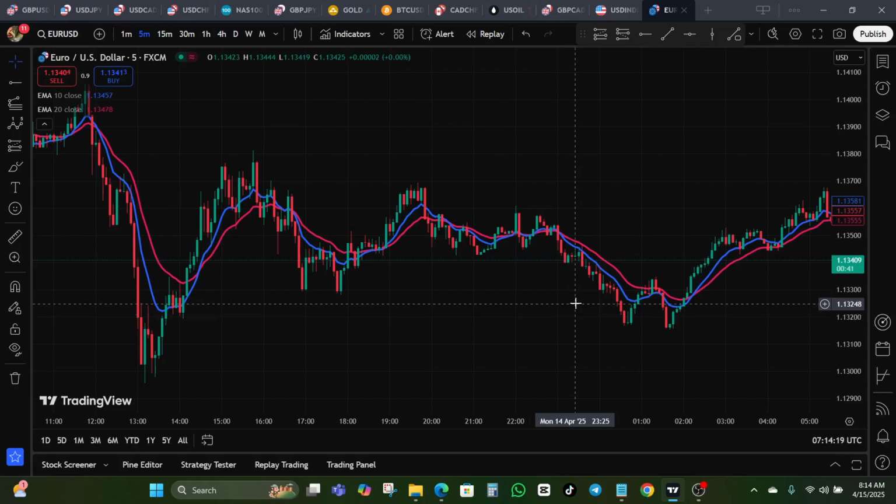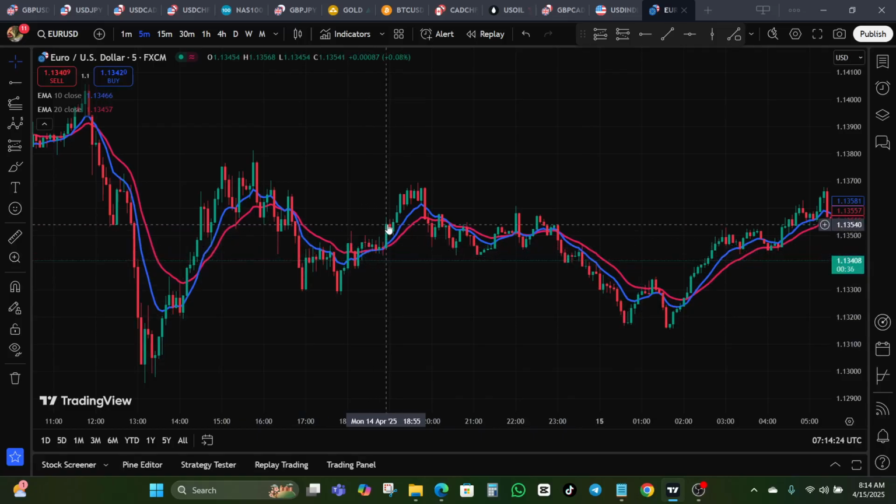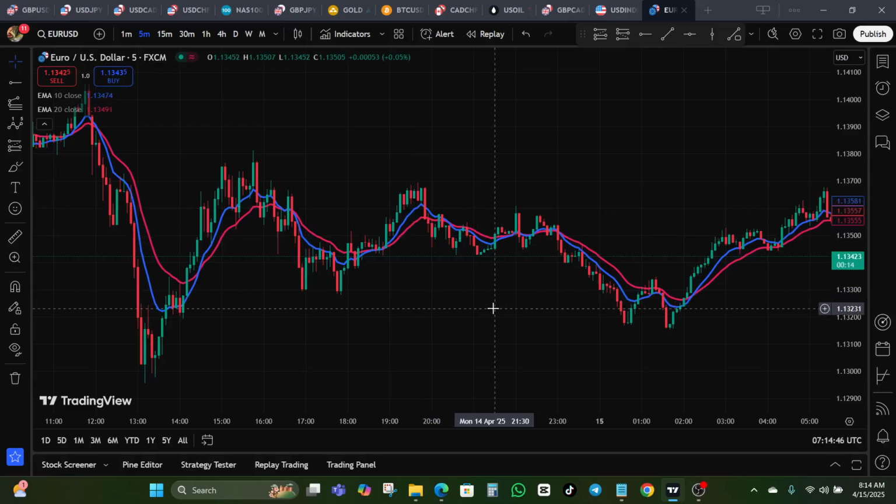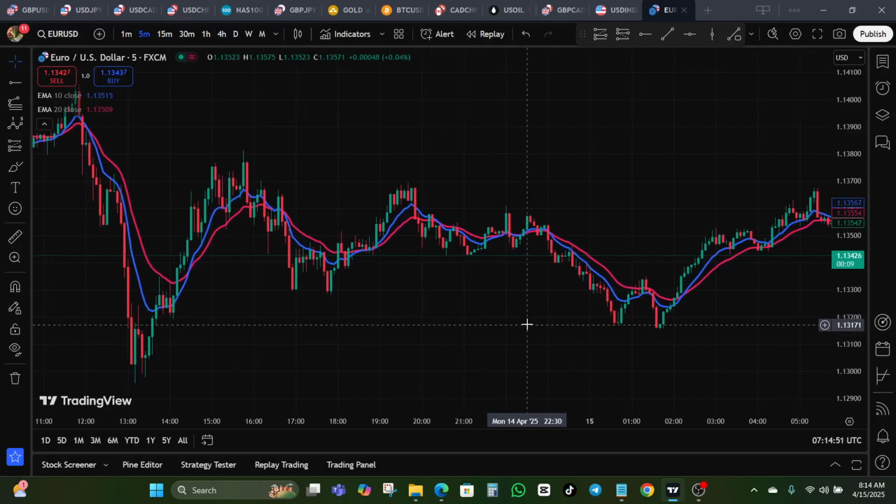Let us say you are watching the 10 EMA cross above the 20 on the 15-minute chart. Before you hit buy, ask yourself, are we bouncing from a strong support zone? Did we just break a recent structure high? Are candlesticks showing strong bullish momentum? If the answer is yes, the crossover is not just a signal, it is confirmation.